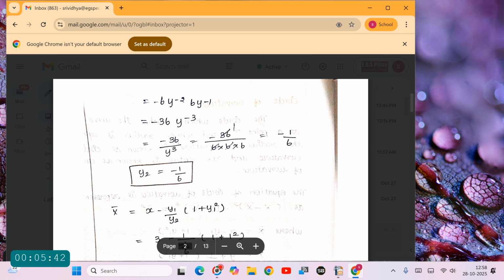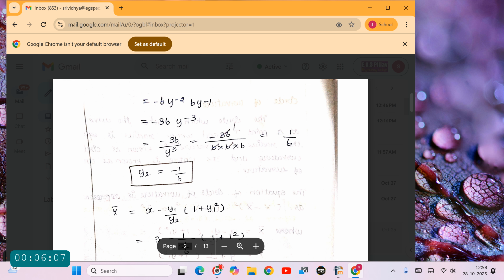On page 3, simplifying, we get minus 36 y power minus 3 as our y2 value. That is the second derivative, which can be written as minus 36 divided by y power 3. We bring y power minus 3 into the denominator, so minus 36 by y power 3. Here also we have to apply the given point (3, 6).